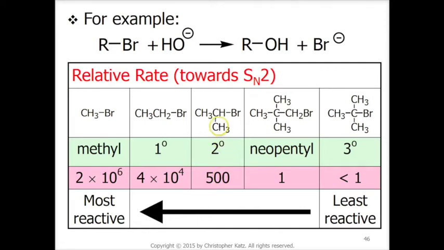This secondary is going to be pretty starkly hindered, because the hydroxyl in this case has to get in between that methyl and that methyl to hit that carbon and have the bromine come off. That's not going to happen, because again the hydroxyl has to squeeze in between the two methyls.